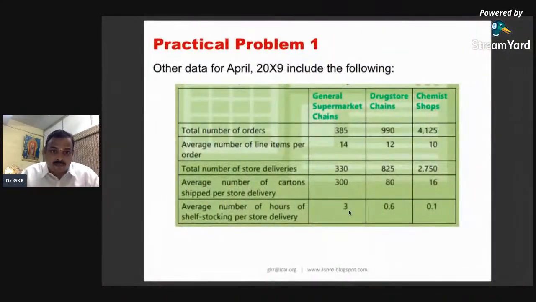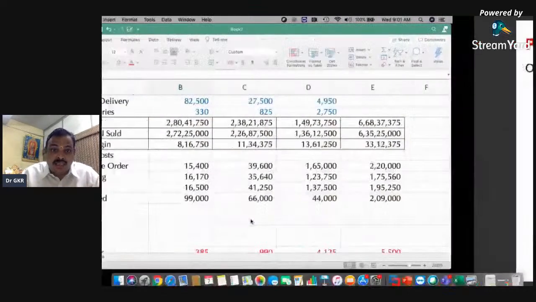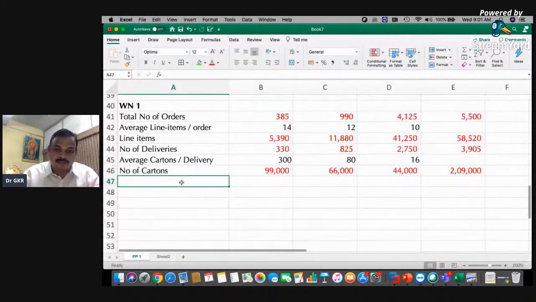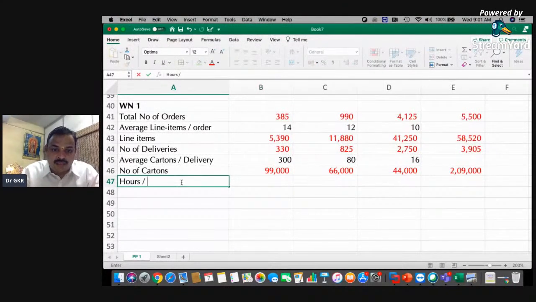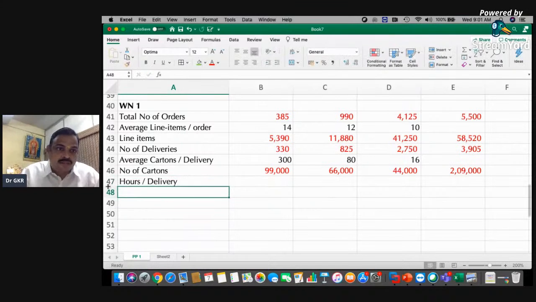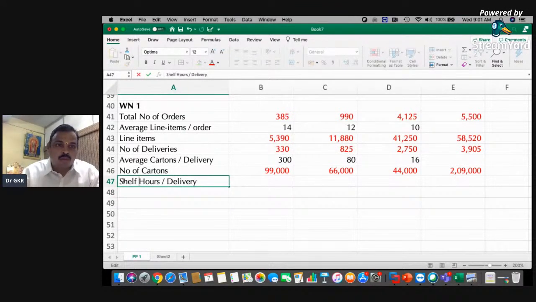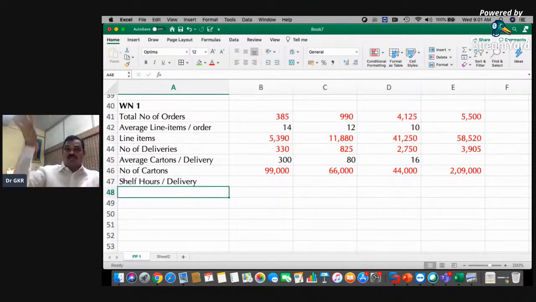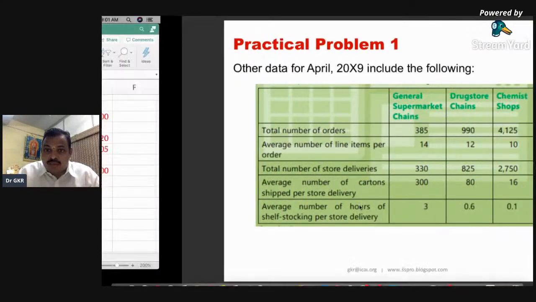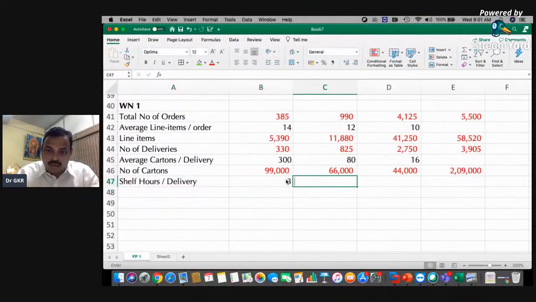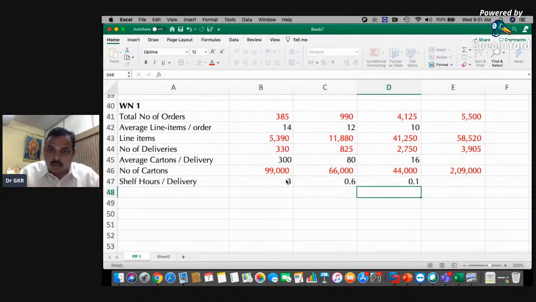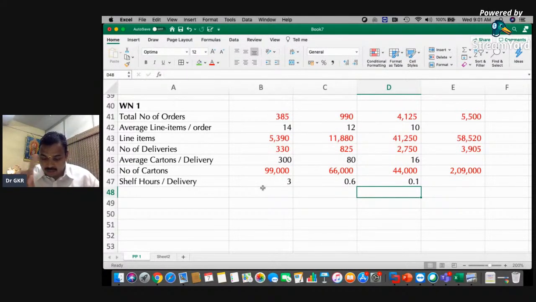Now shelf stocking. Average number of hours of shelf stocking per store delivery. So hours per delivery. This is shelf stocking because you have to go and stock the medicine in the shelf. So that's called shelf hours per delivery. It is 0.6 and 0.1.